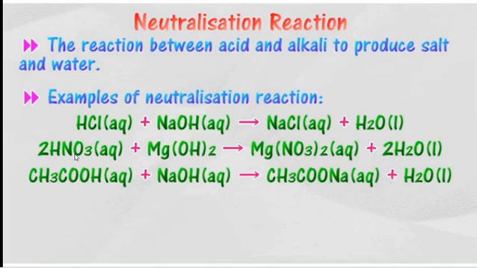The second reaction, HNO3, nitric acid, is reacted with magnesium hydroxide. HNO3 is the acid, and magnesium hydroxide is the base. One acid plus one base forms magnesium nitrate, a salt, and water. This is also a neutralization reaction. Any acid reacted with a base forms salt and water. The third reaction, acetic acid.